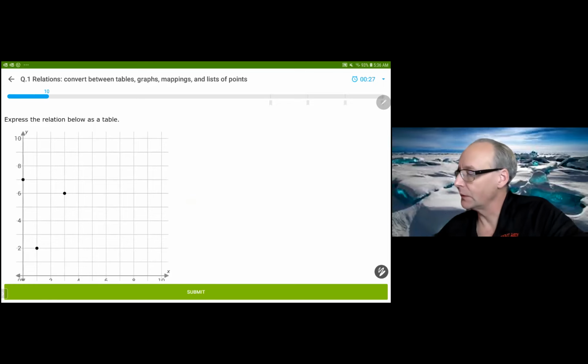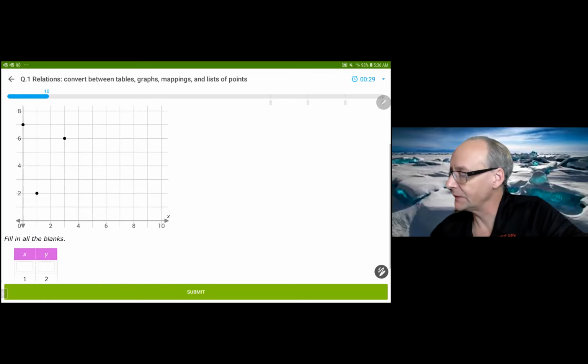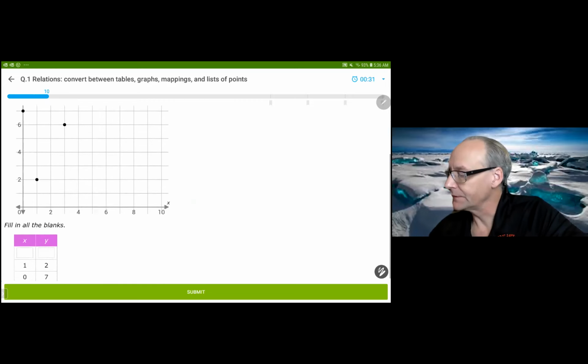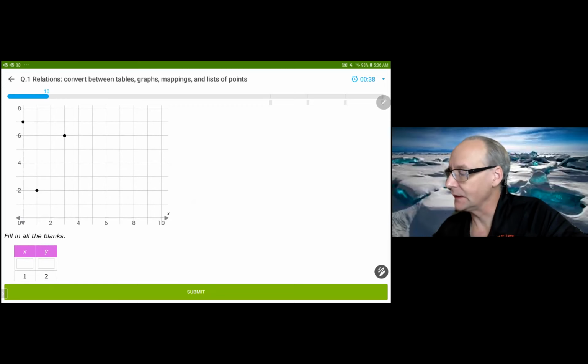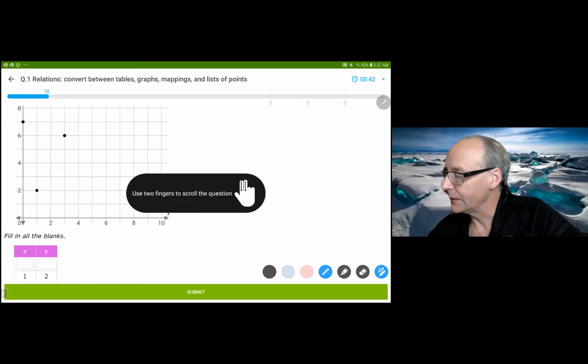This one, we want to name the points. So there's the 0,12, and I can see the 0,7, but the point I don't see is the 3,6. And there it is right there. And that is the 3 for the X and 6 for the Y, which is the ordered pair 3, 6.